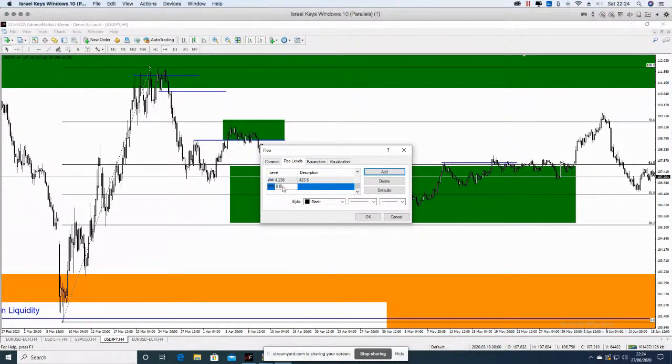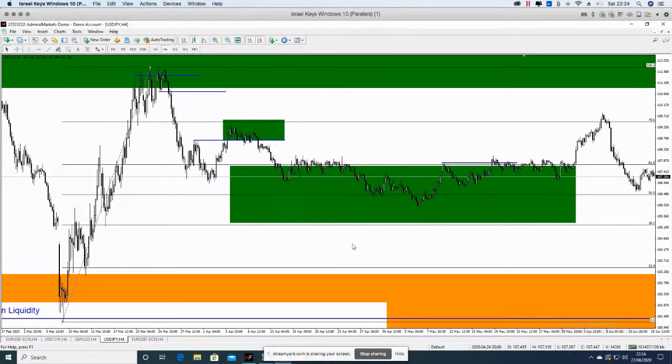Right, so I'm going to call this 0.214. And I'm going to call this the 21.4 level. So there we go.